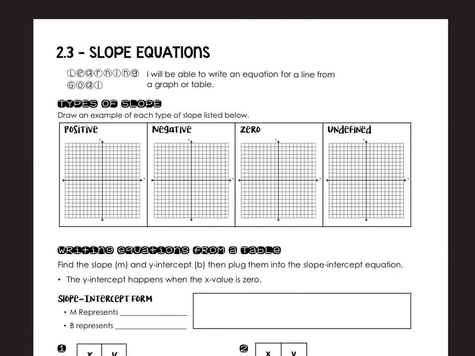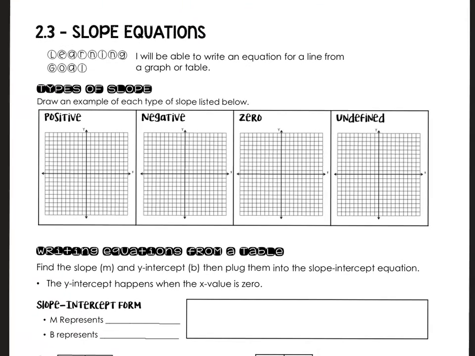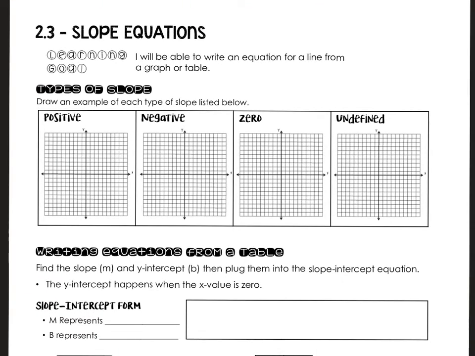So looking off, this first part is just kind of a visual thing. Types of slope. We're going to just draw an example of each. I'll give you a minute, use a pencil in case you mess up, okay, and then come back and check your answer. Okay, so hopefully you're checking your answer now.